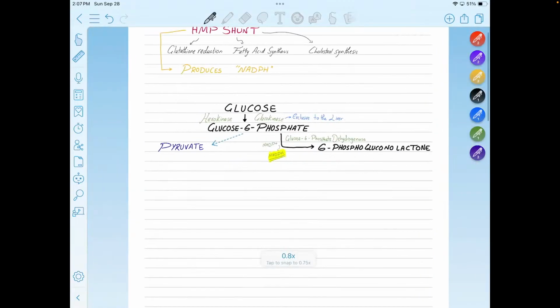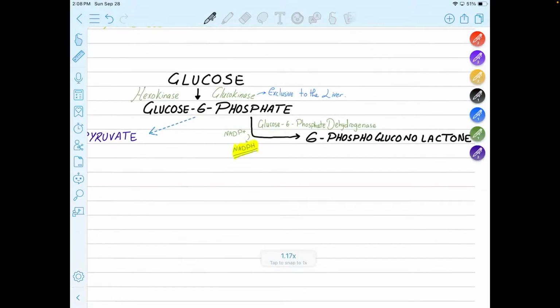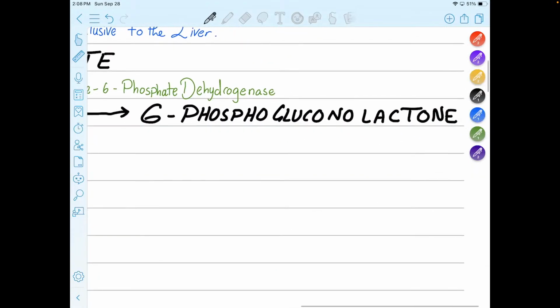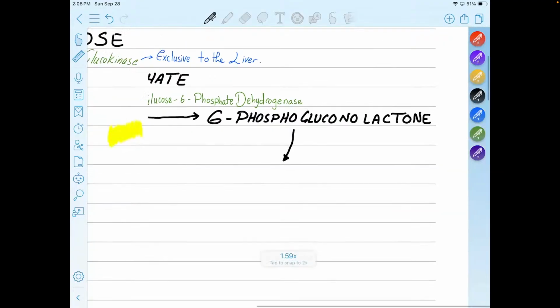Okay, this is formed. What's the enzyme called? Glucose 6 phosphate dehydrogenase. And that's basically it. That's all you need to remember. This is the HMP shunt in a nutshell. This is all there is to it. However, you could go on if you would like to. No one's stopping you. And let's say I take a turn here.